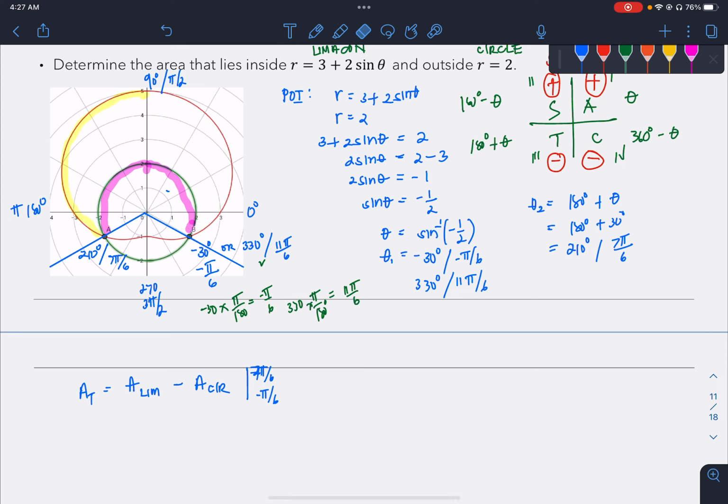on how to get the area. Okay, so in the end, this is the area of our concern only. So we can get that area by subtracting the area of the limacon from negative 30 degrees to positive 210 degrees, and then subtract the area of the circle from negative 30 degrees to positive 210 degrees. And as we can see there, we have the same limit.